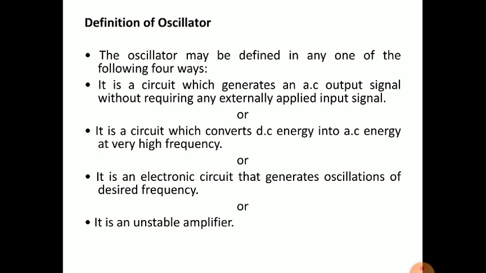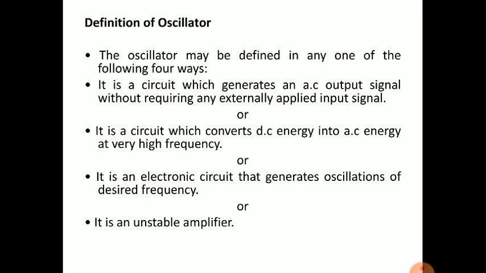The next definition is: it is a circuit which converts DC energy into AC energy at very high frequency. We have seen this concept of conversion of DC energy into AC energy in the case of power amplifiers. There the frequency is less, only power frequencies, up to 50 Hz maximum. But in case of oscillators, we will get higher frequencies, in megahertz, right? Kilohertz to megahertz, even gigahertz is possible.